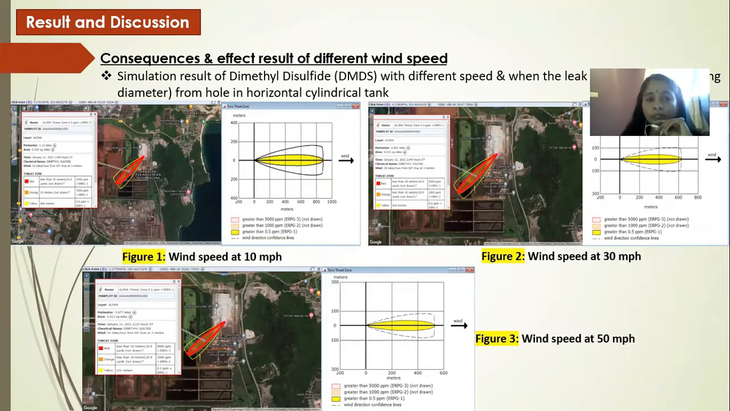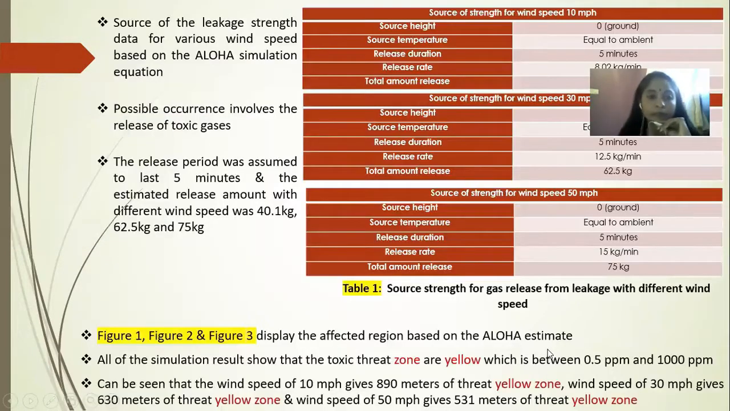So this is the consequence and effects result of different wind speed. The simulation result of dimethyl disulfide, DMDS, with different speed, when the leak is from a 30 centimeter circular opening diameter hole in a horizontal cylindrical tank. Figure 1 is wind speed at 10 mph, figure 2 is wind speed at 30 mph, and figure 3 is wind speed at 50 mph. So the results are okay.